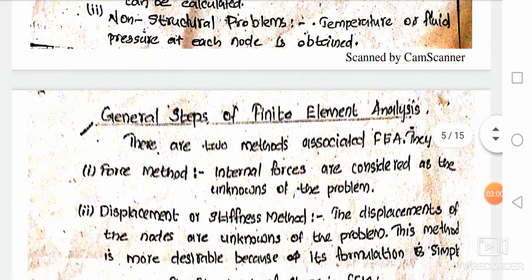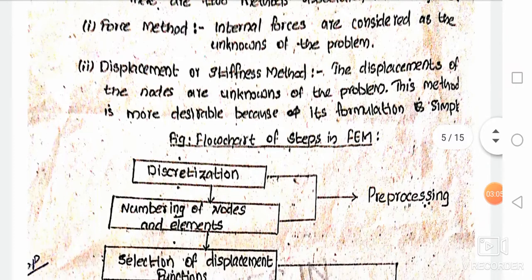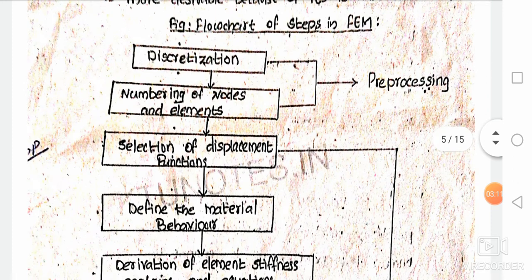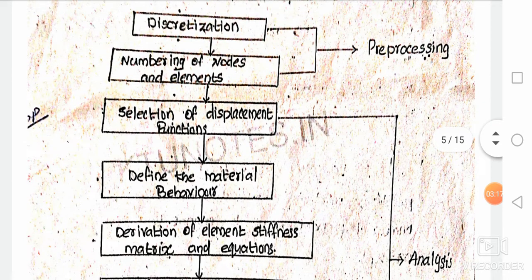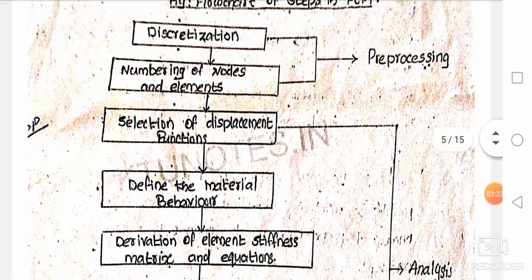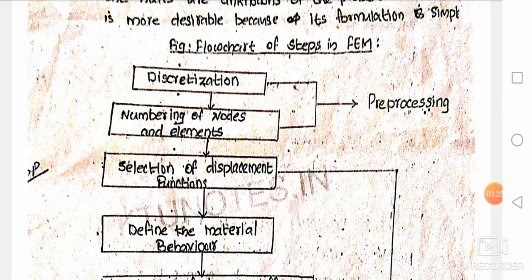Next is the general steps of finite element analysis. This figure shows the flowchart of steps in the finite element method. There are three main steps involved in finite element analysis: pre-processing, analysis and post-processing. Pre-processing involves discretization and numbering of nodes and elements. Briefly, discretization means the structure is divided into a number of small elements. That is known as discretization.